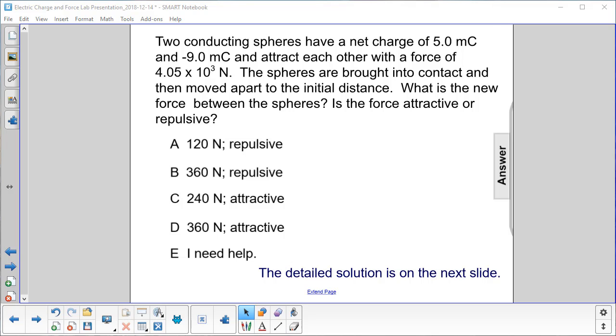Two conducting spheres have a net charge of 5 millicoulombs and negative 9 millicoulombs and attract each other with a force of 4.05 times 10 to the third newtons. The spheres are brought into contact and then moved apart to the initial distance, which, notice, we don't tell you what it is. What is the new force between the spheres?